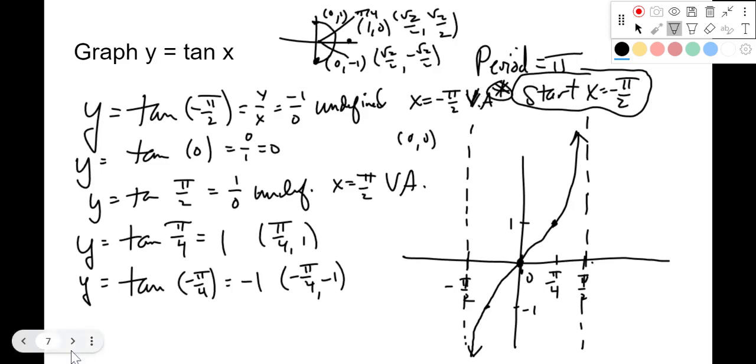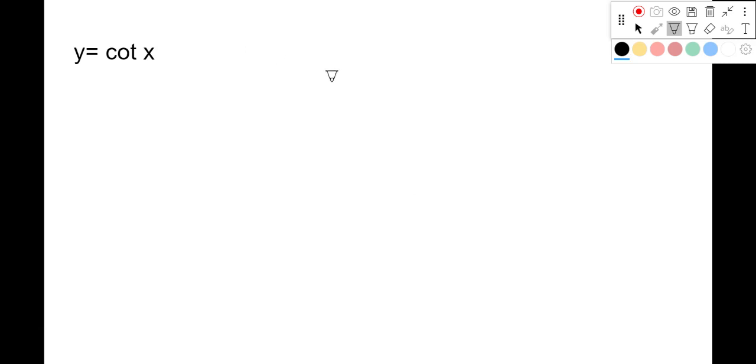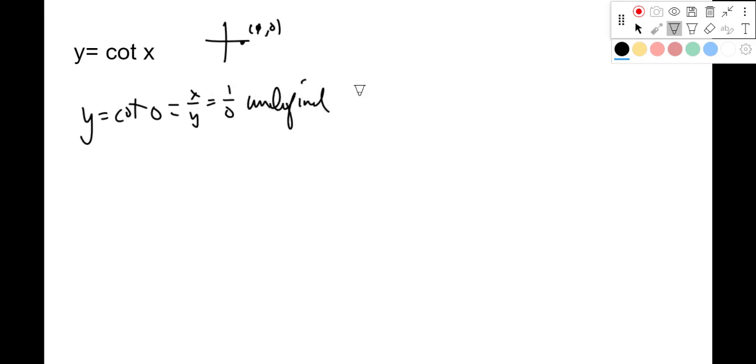Okay? And then finally, we're going to graph cotangent. We're going to do the same thing, except this time we're able to start on 0. 0 is the point 1, 0. So if I find the cotangent of 0, I get cotangent x over y. So that's 1 over 0. That's undefined. So x equals 0 is now the vertical asymptote. And then we're going to go from there.